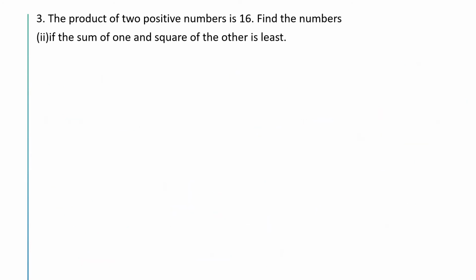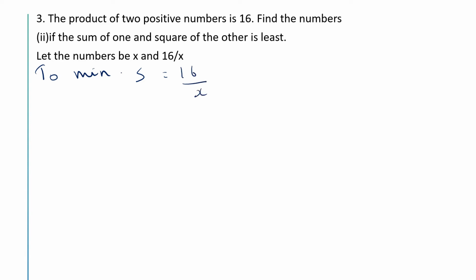Next question. The product of two positive numbers is 16. Find the numbers if the sum of one and square of the other is least. So here again, let the numbers be x and 16 by x. So here to minimize, the sum is equal to 16 by x plus x square. Here the sum of one number and the square of the other number is least.